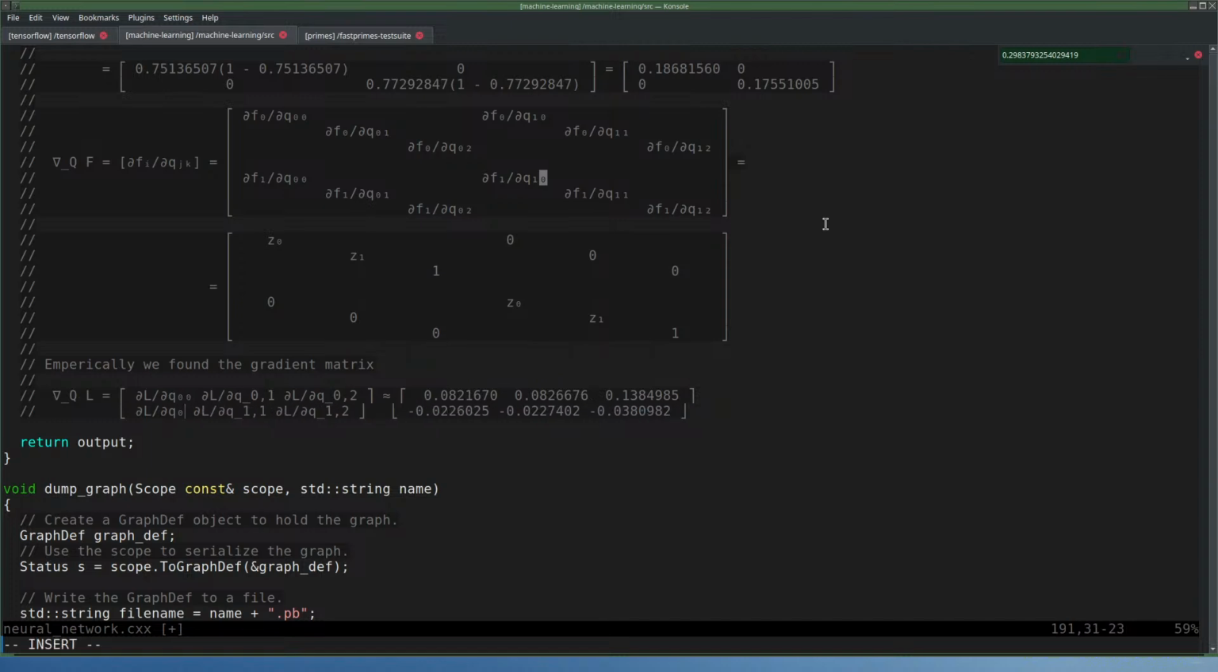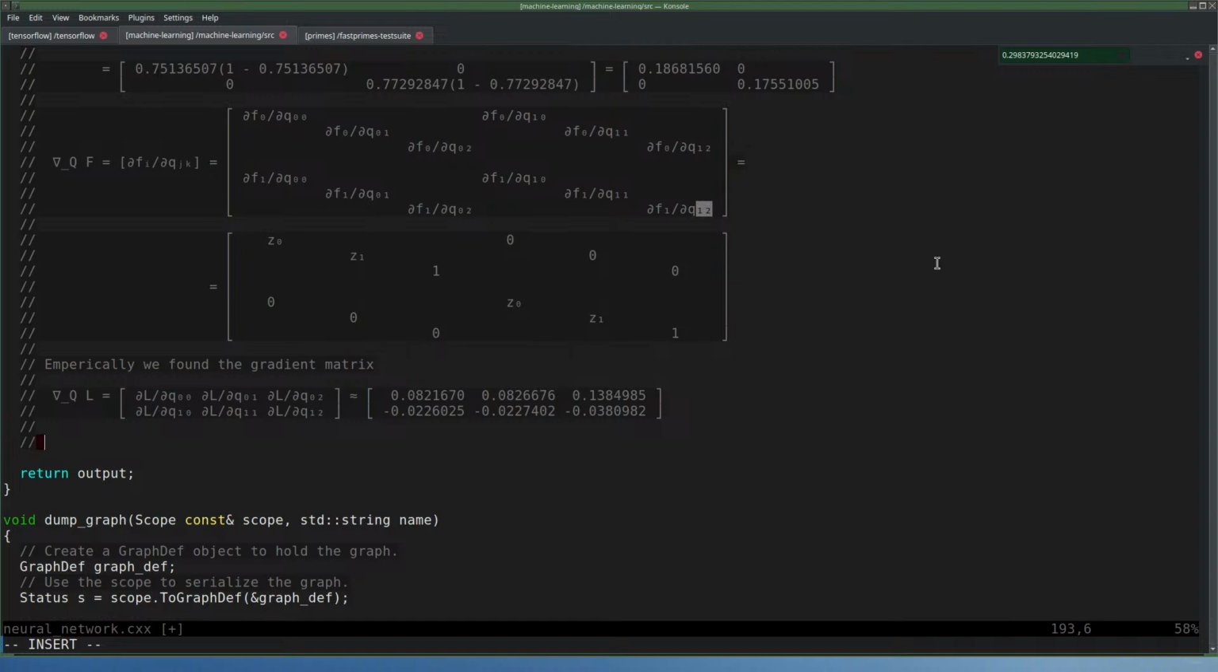1 0 here. 0 1. 1 1. 0 2. And 1 2. Approximation sign, okay. So all the others, 3 of them.